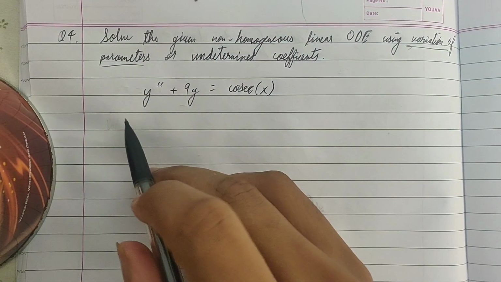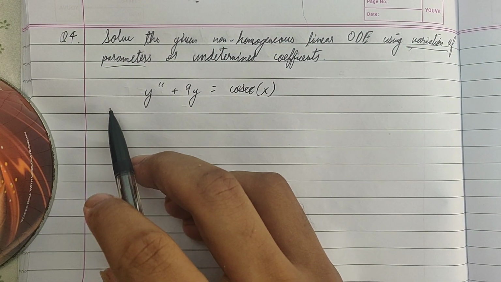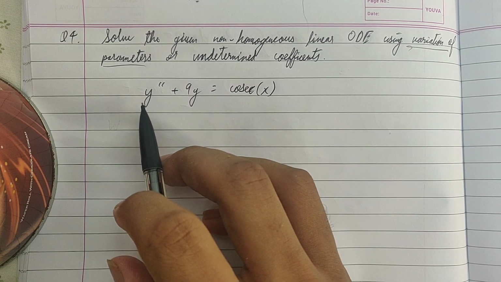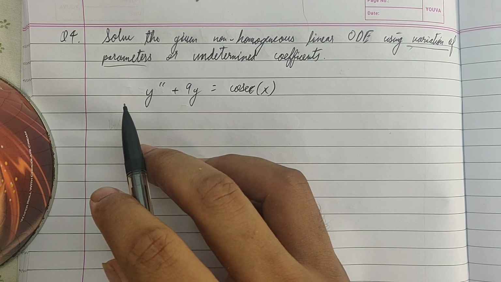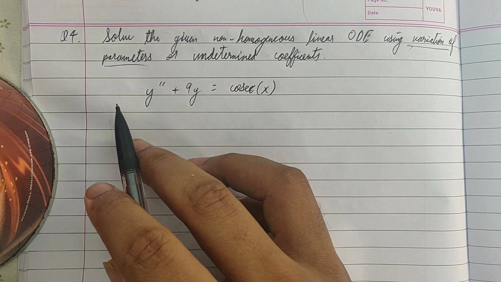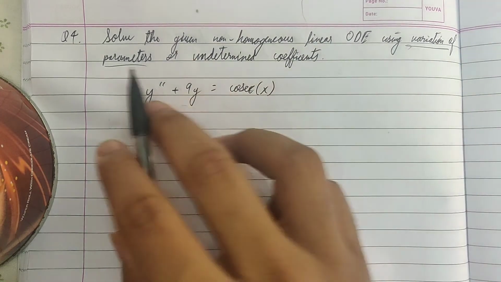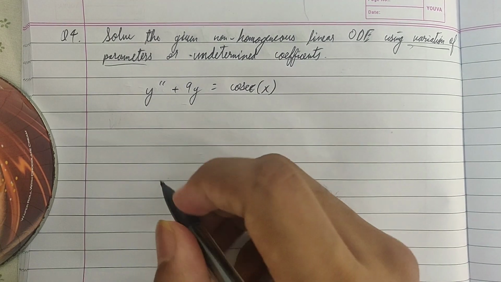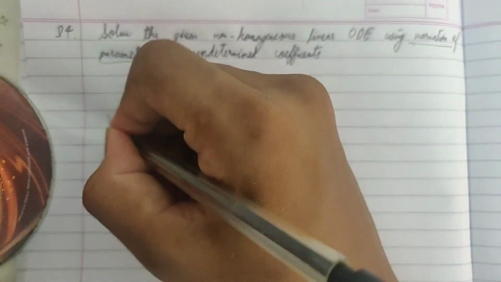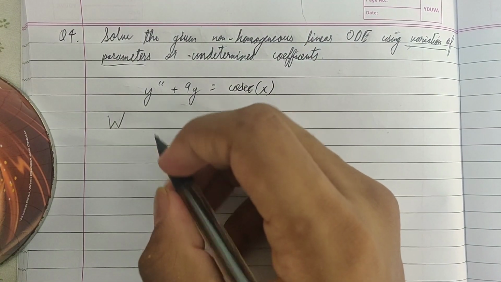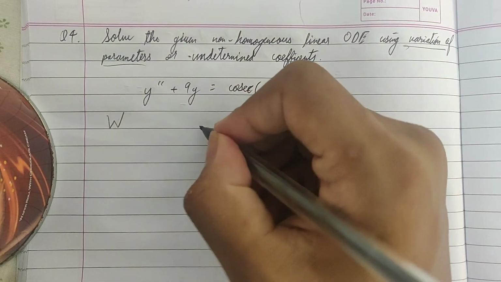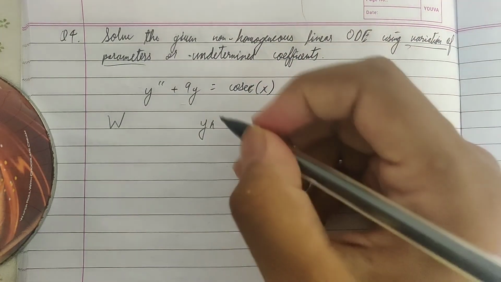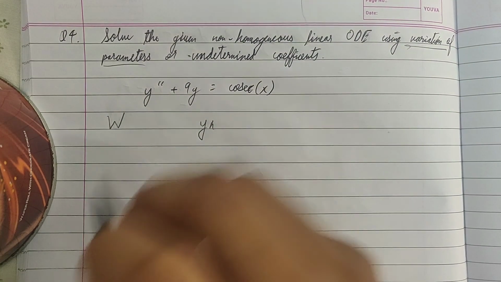Alright, so this here is our fourth question. It asks us to solve the following non-homogeneous linear ODE by using either variation of parameters method or undetermined coefficients method. So I'm going to be using the variation of parameters method. For this method, we'll have to find out the Wronskian first, which is represented by W. For the Wronskian, first we'll have to find out the homogeneous solution for this non-homogeneous linear ODE.